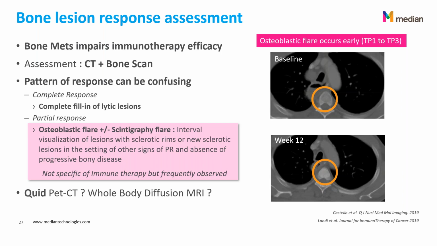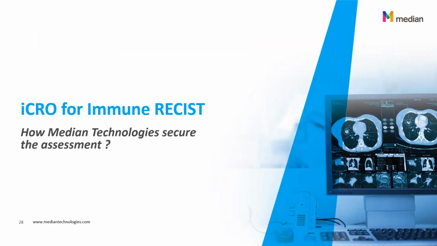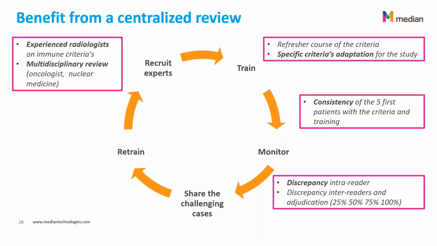This is really typical, but it can be quite confusing when we assess immunotherapy, because these types of events are observed more often. And then, once this is said, I would like to highlight the reason why centralized reading makes the assessment more robust in this case. So what can you expect from a centralized review with respect to the on-site reading?